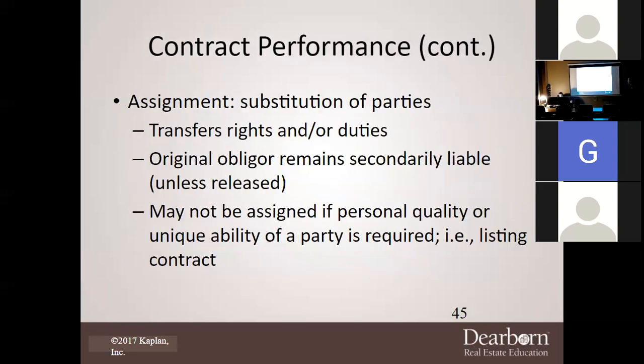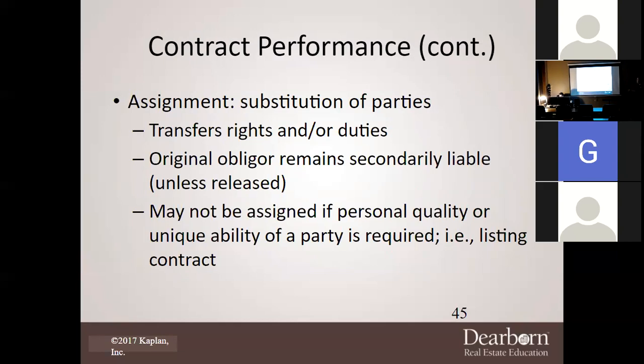Now, an assignment is the substitution of the parties, and it transfers the rights and/or duties. The original obligor remains secondarily liable unless released. So in this particular situation, I may assign, for example, my interest in a contract to you, Aiden, but I may still be liable if you don't fulfill your performance, okay?